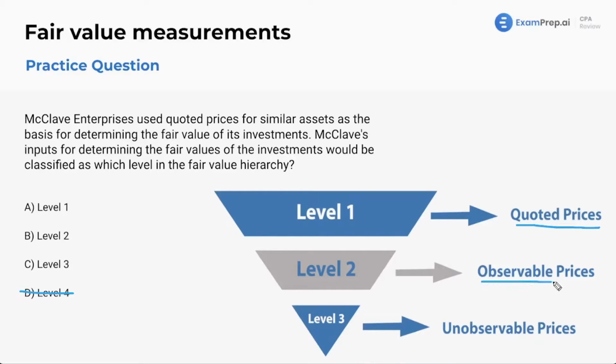Level 2 is observable prices, meaning, okay, I don't really know how much my house is worth, but if my neighbor's house right next to mine, which is pretty much the same house, just sold for $200,000, well, I can use a level 2 input, call it that, and say, okay, my house is probably worth $200,000.